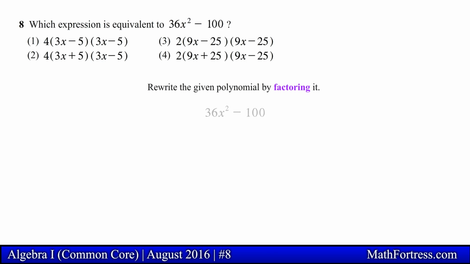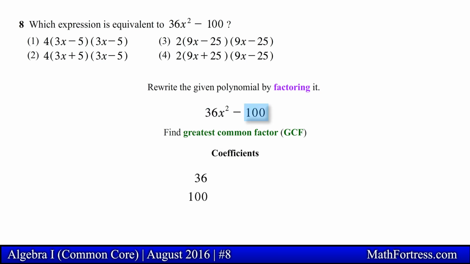We can start by first identifying the greatest common factor between all the terms in the polynomial. We first need to identify a common factor between the coefficients of the terms, in this case, 36 and 100. The common factor between 36 and 100 can be found by inspection, or you can write the prime factorization of each number and determine the factors that both 36 and 100 have in common.